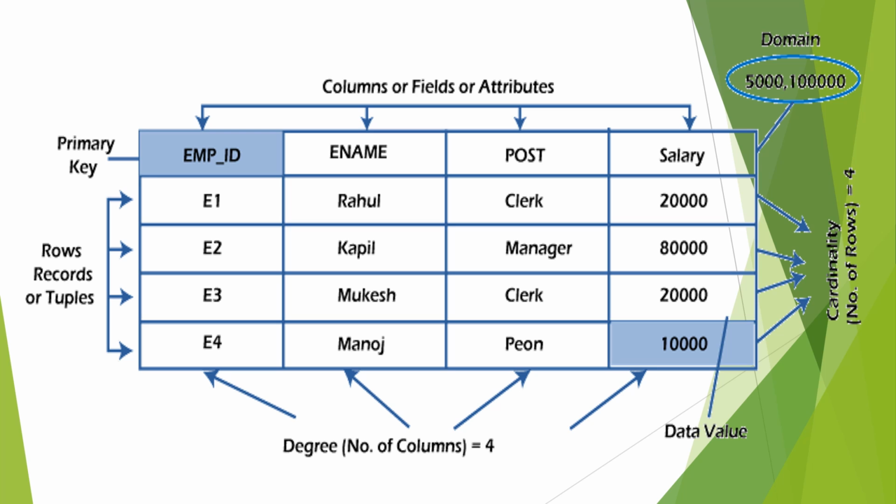Then one more thing is their domain or the data value. Each particular attribute will have a particular value. So that is known as your domain. For example, salary of third employee E3 is 20,000 or fourth employee E4 is 10,000. So that particular 10,000 value is the data value.